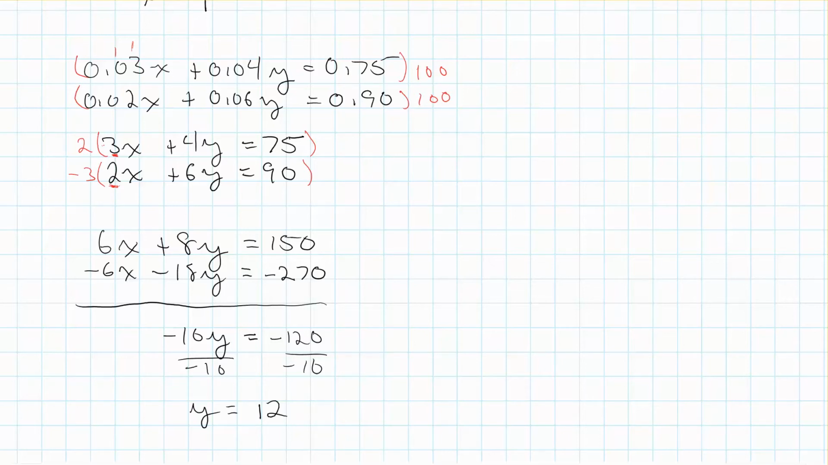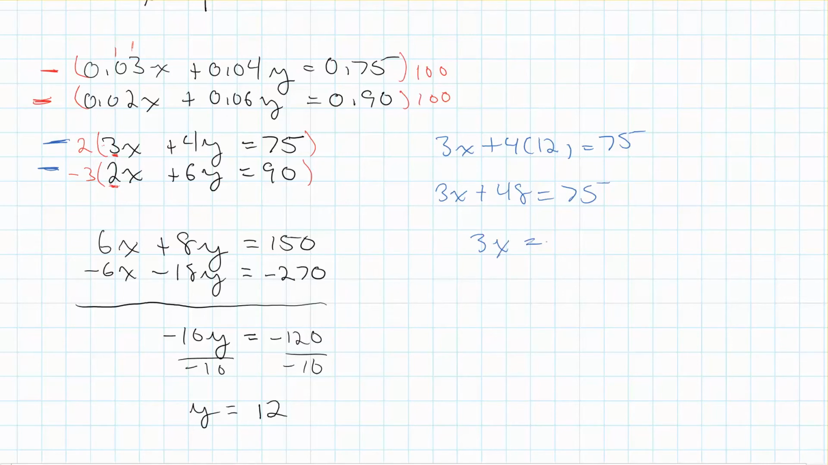Now I, of course, still have to find x. Now you could use one of these two equations up here to find x, but as long as what we did was correct, which we are, there's no reason to not just use one of these two equations. So again, I don't have to use decimal numbers. So I'll just use the top one. So I'd have 3 times x plus 4 times 12 is equal to 75. This should be a plus. There we go. So then I have 3x plus 48 equals 75.